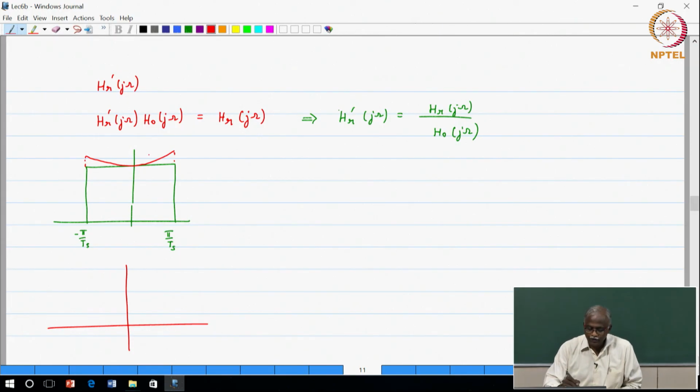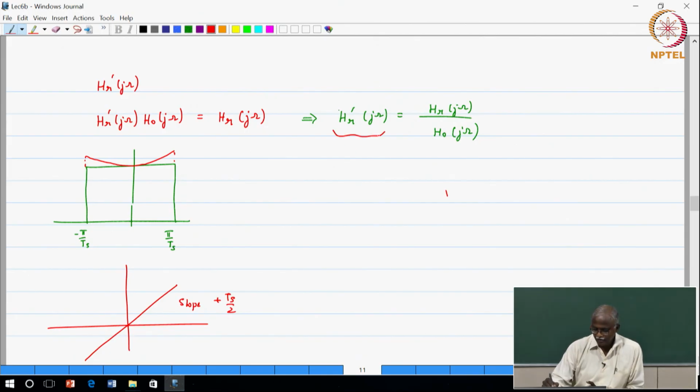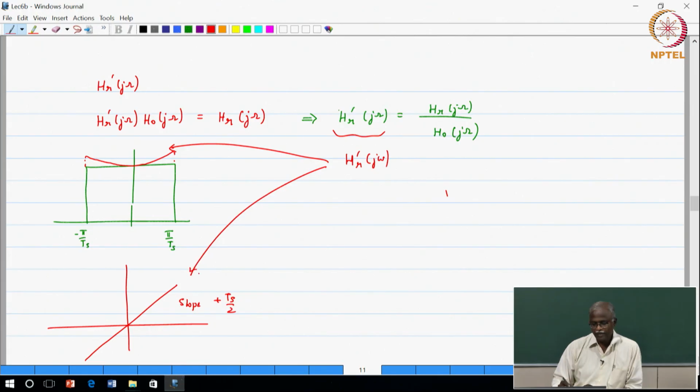So, to compensate for the phase, it will introduce a phase that has got a slope of plus Ts by 2. Okay. So, this is now my reconstruction filter. The HR dash of j omega has got a magnitude response given by the red line, and a phase response given by this line. If I now cascade HR of j omega with H naught of j omega, what I will get is effectively H of the ideal reconstruction filter.